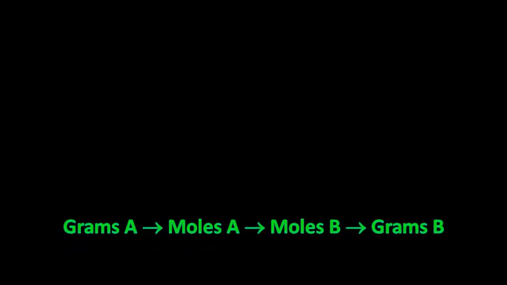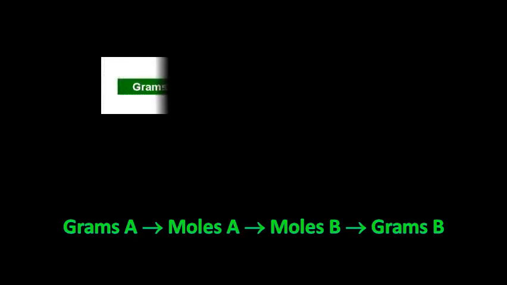Your book has some awesome definitions on how to do this. They're very wordy, but it has step-by-step directions. You can do this, but essentially we're going to go from grams of A to moles of A, to moles of B, to grams of B. Or shortly, grams to moles, moles to moles, moles to grams.